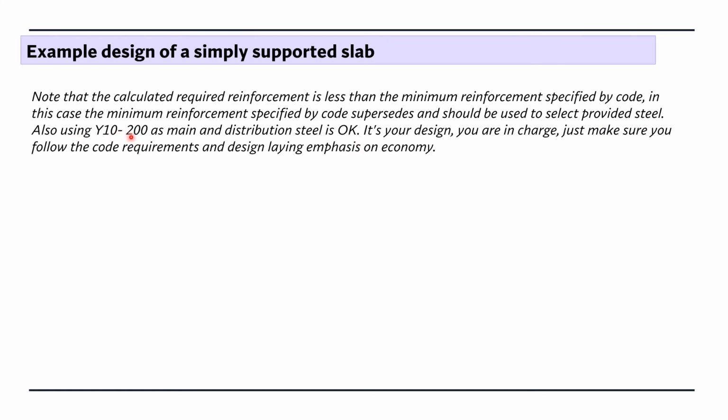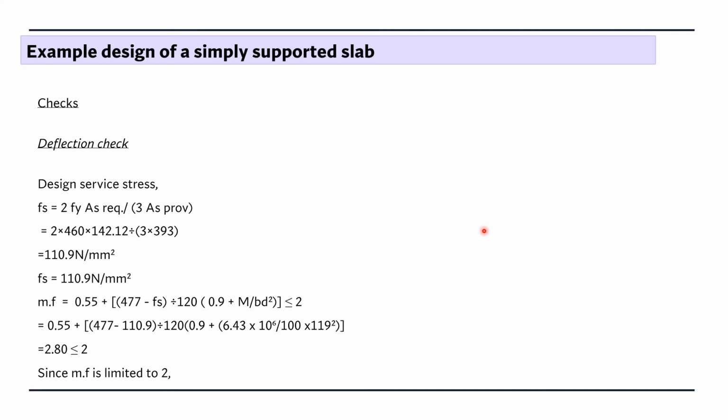Also, using Y10 at 200 as main and distribution reinforcement steel is okay. It's your design, you're in charge. Just make sure you follow the code requirements and design, laying emphasis on economy. Now we are going to check for deflection.